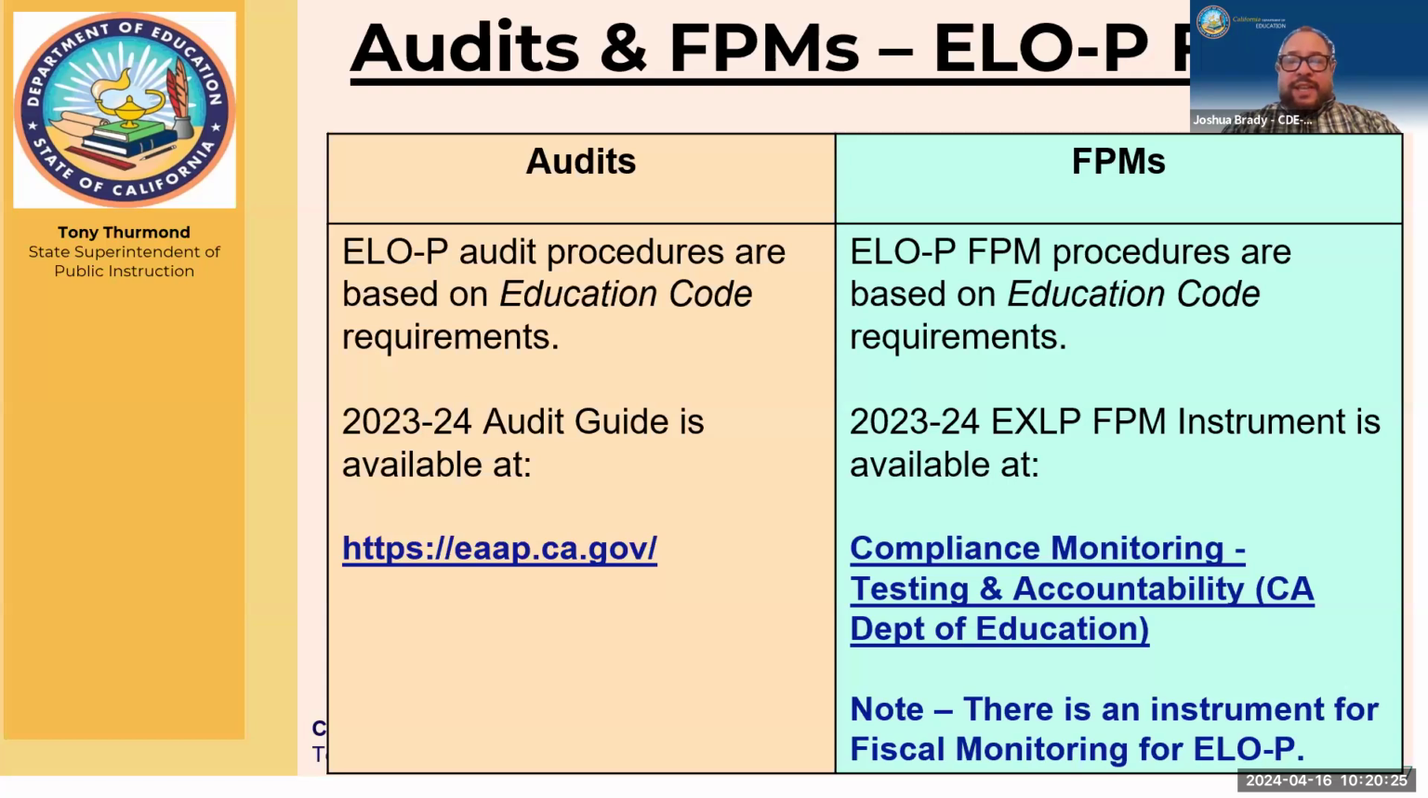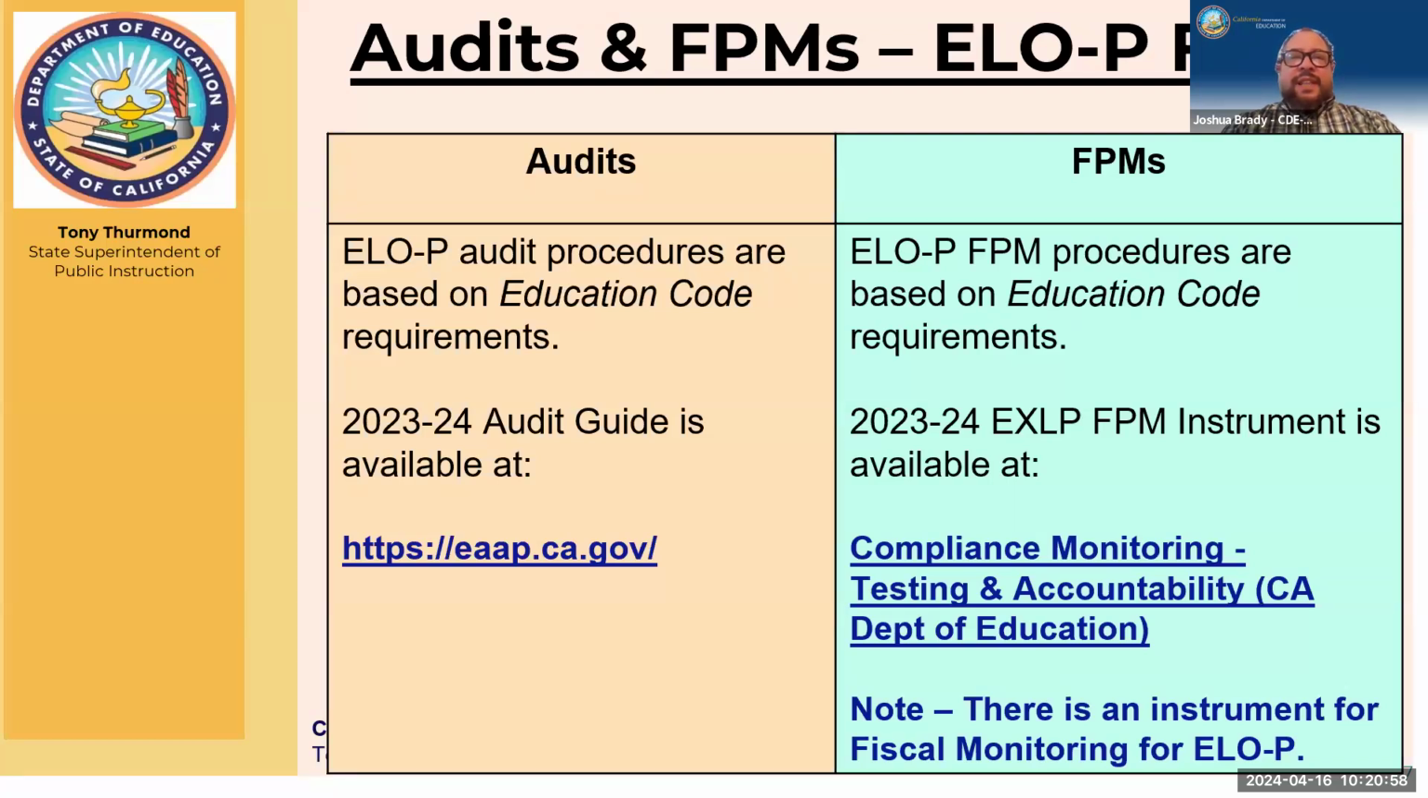I've mentioned this previously, but the link is here for the instruments. There is an instrument for expanded learning that consists of 20 items. However, what you're going to want to do is look in that instrument and probably do a control find for ELO-P, right? Because out of those 20, not all 20 are being reviewed for ELO-P. There's only a few of them that are being reviewed. And then note, there is a separate instrument for fiscal monitoring for ELO-P. That instrument is 11 items.